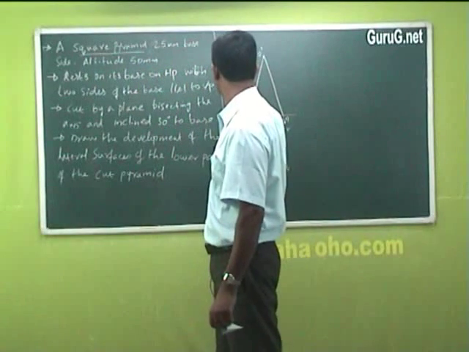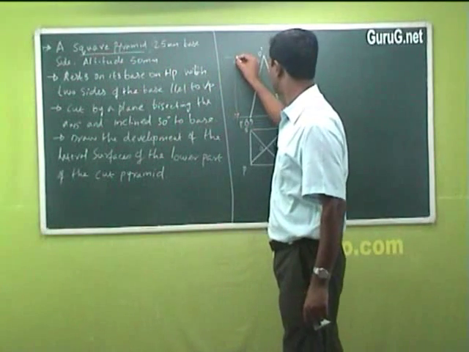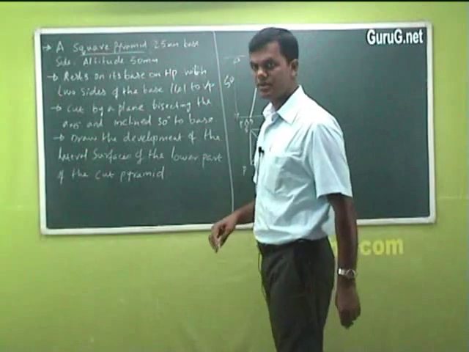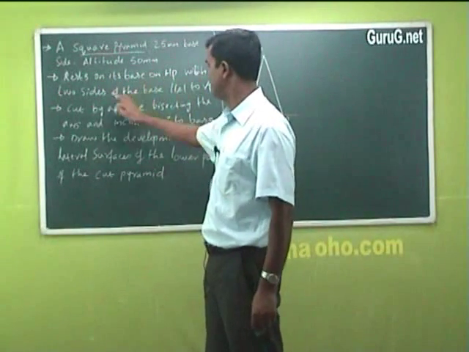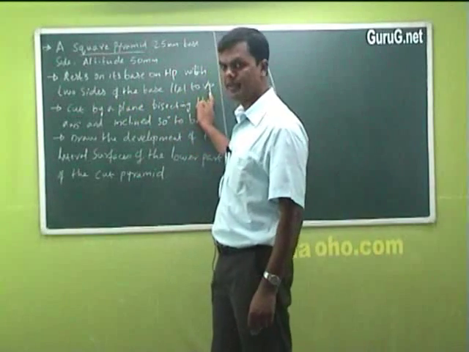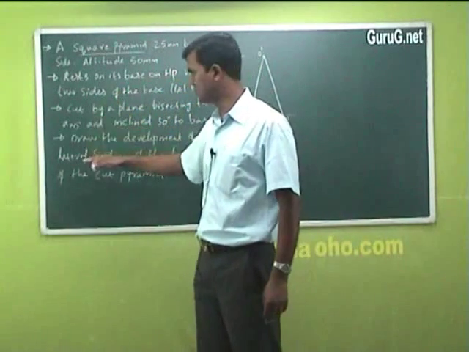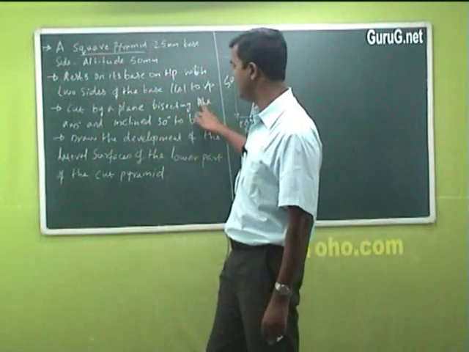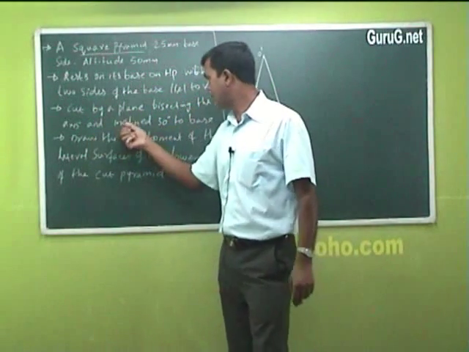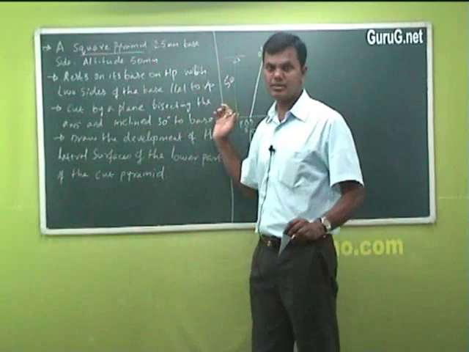So it says a square pyramid of 25 mm base side, altitude 50 millimeter. This height is 50 millimeter. Rests on its base on HP with the 2 sides of the base parallel to VP. Okay, this is all your basics. Should know. Cut by a plane bisecting the axis and inclined 30 degree to base.